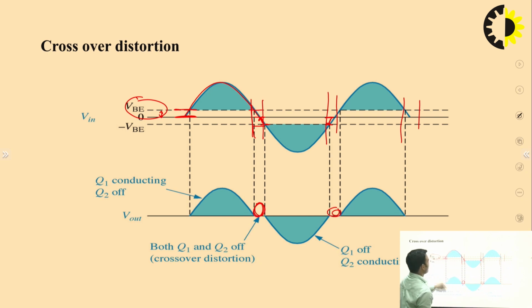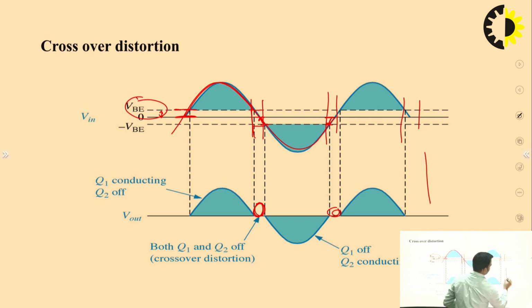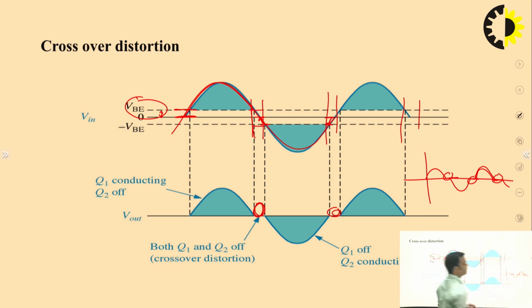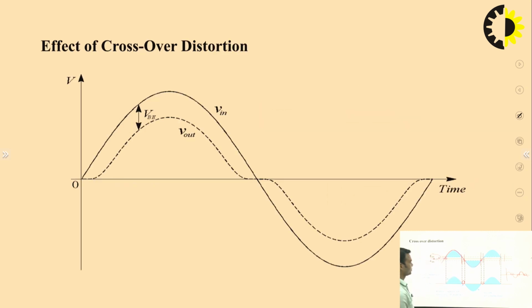you will not get any output. So you can see your input was not like this, your input was this, and you are getting output like this. If I redraw this, you are getting output like this. So this is nothing but the distortion, or this is crossover distortion. If I plot both input and output on the same graph, then you can see this is the input signal, and this is the output signal.